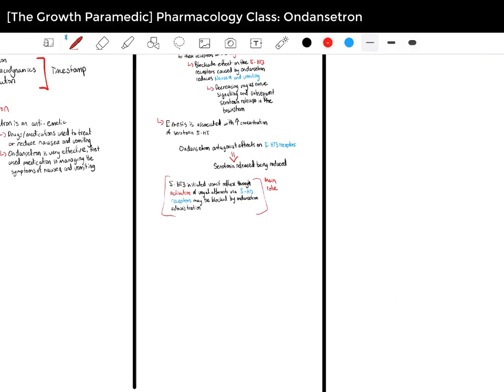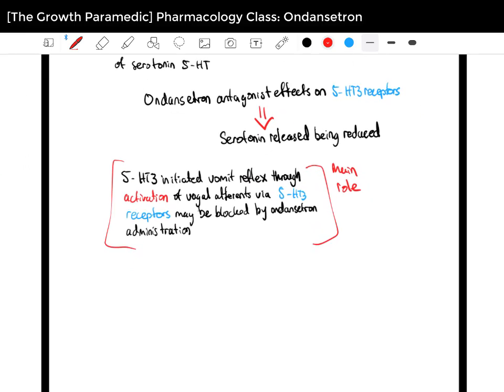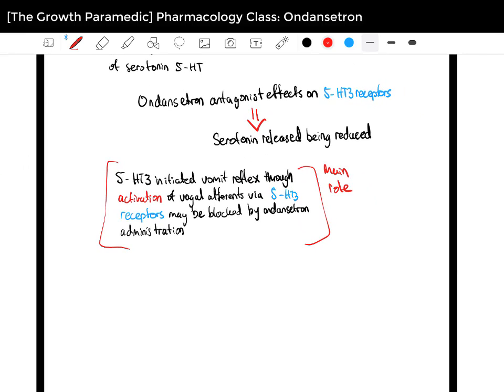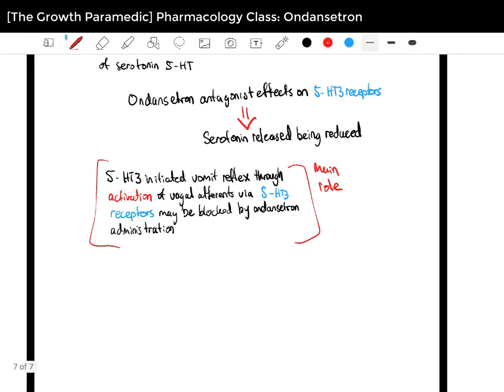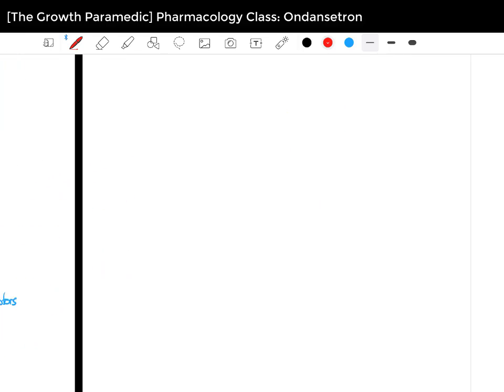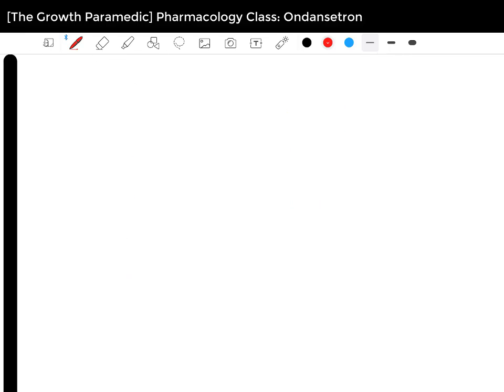Okay, perfect. So now we've got the pharmacodynamics right. It's basically an antagonist that when it binds to the serotonin 5-HT3 receptors, it prevents serotonin from binding with it, and thus causes a reduction in nausea and vomiting in patients. So let's head off to the precautions.